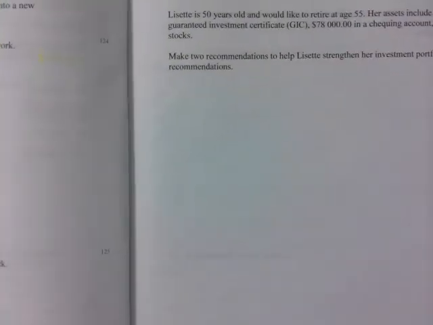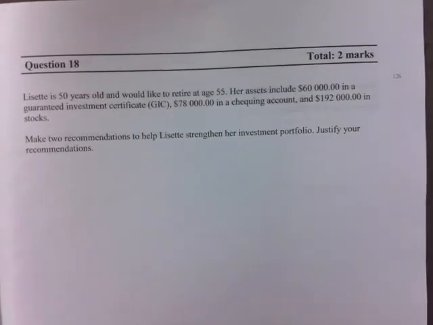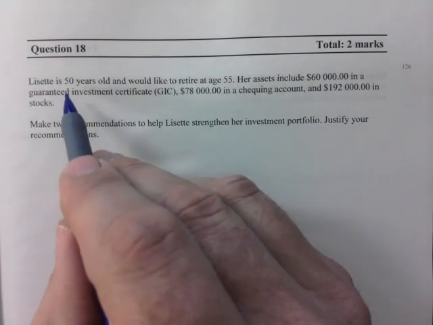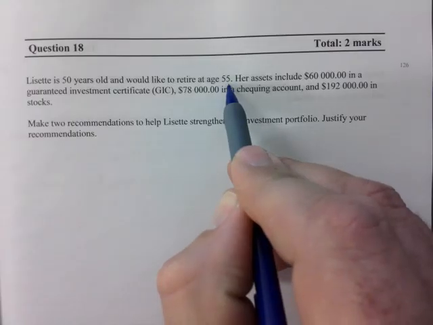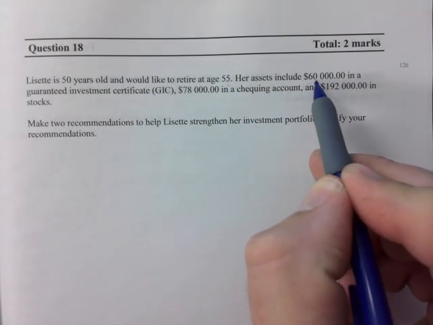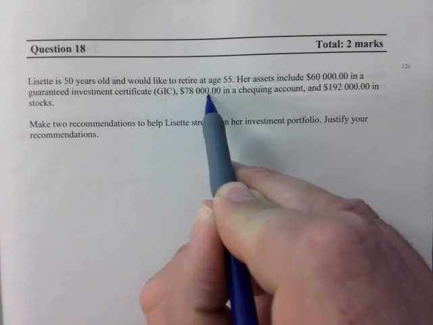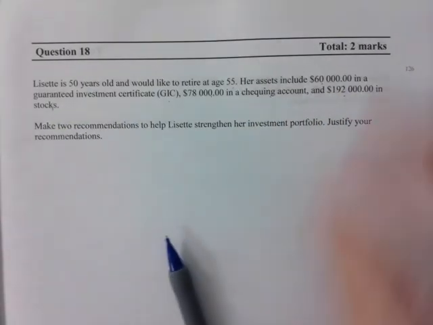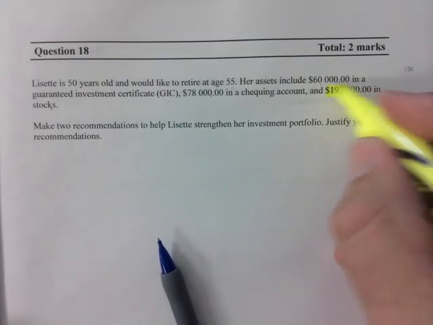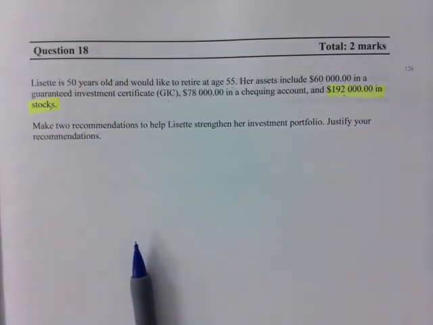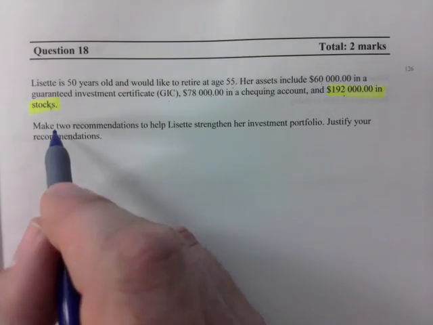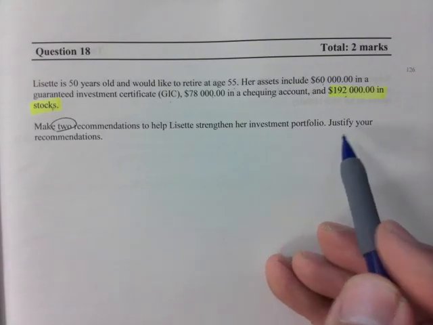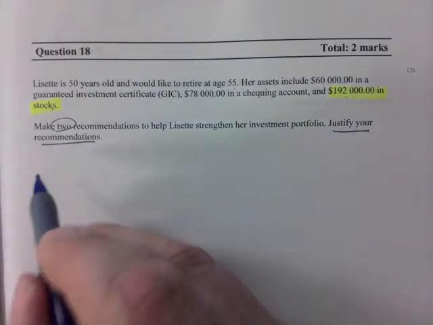Okay, next. Question 18. Lisette is 50 years old and wants to retire at 55, so near retirement. Her assets include $60,000 in GICs, $78,000 in checking, $192,000 in stocks. Right there, I'm seeing a problem, right? Too much in high risk investments, being too close to retirement. Make two recommendations to help Lisette strengthen her investment portfolio. Justify your recommendation, so you actually have to say why.